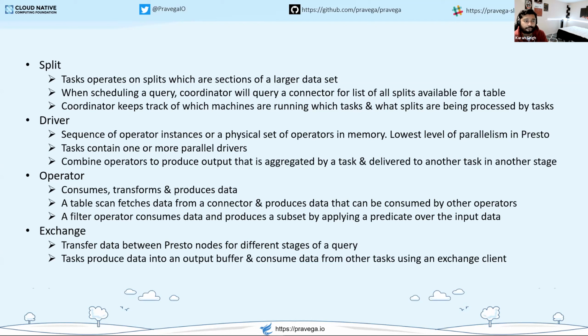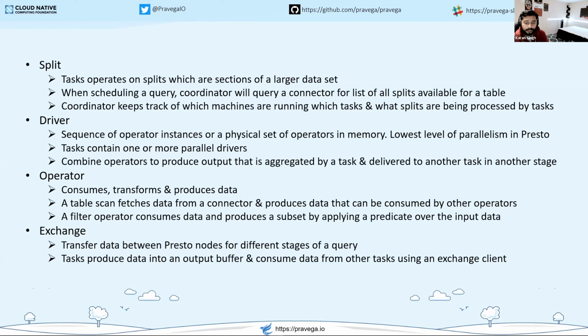What is the term exchange in Presto? The transfer of data between Presto nodes is referred to as exchange. We talked about this earlier when we said that the operators deliver tasks to other stages. This entire process is termed exchange in Presto. For different stages of a query, there are different exchanges happening while the data is being processed.